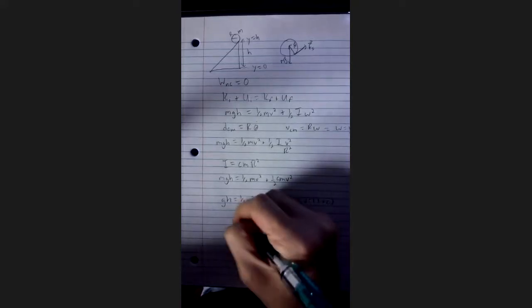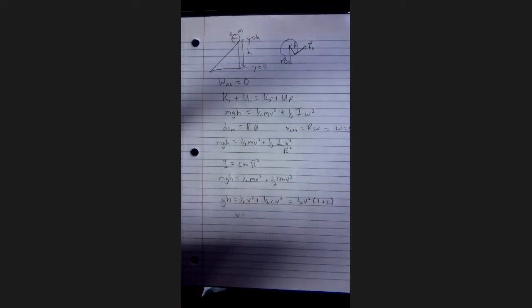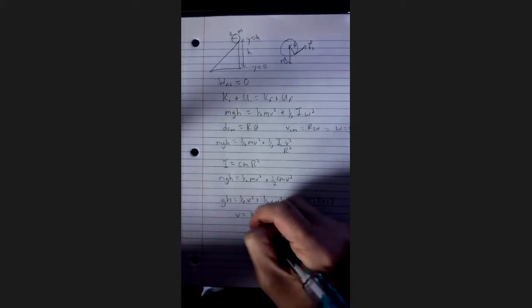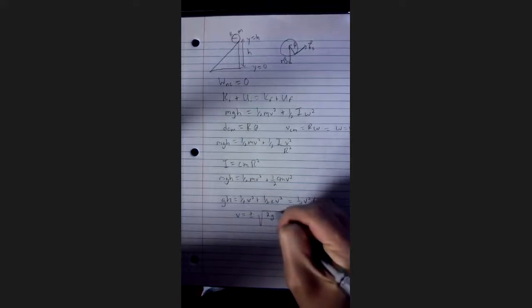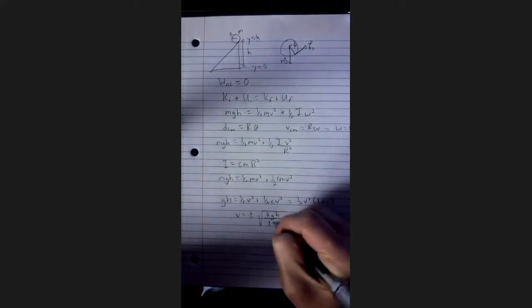We can factor our v's out here. So we got to factor out a 1/2 v. So we're left with this. And so we can solve for our velocity at the bottom as plus or minus depending on the direction. So our equation looks like this. This tells us the velocity at the bottom of our incline here.